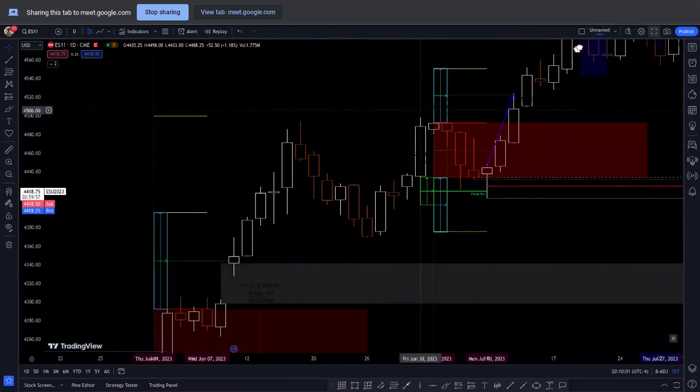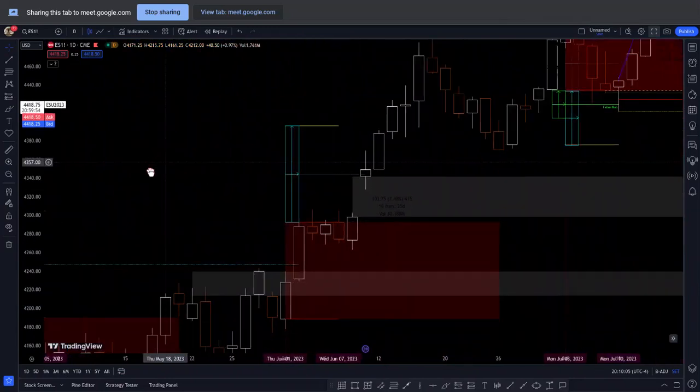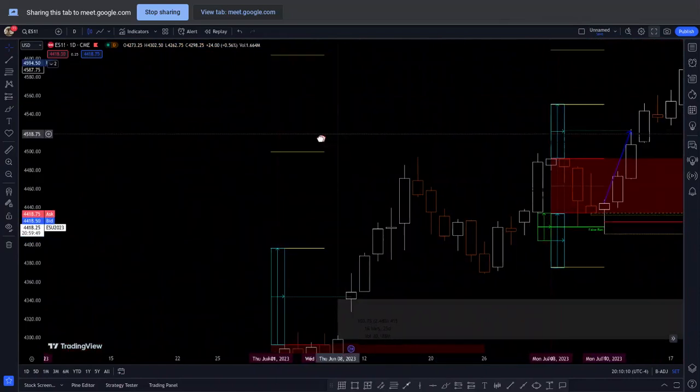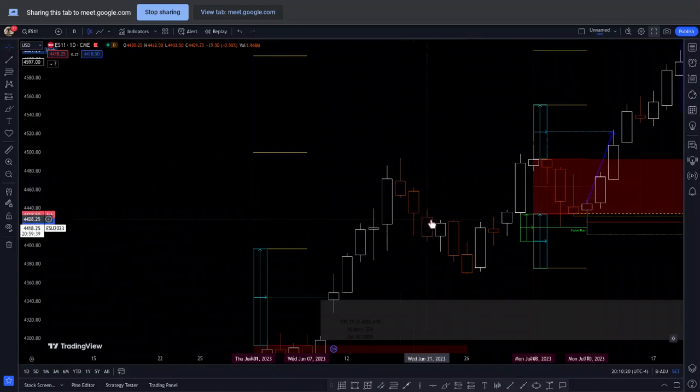Also, if we come here and take a look at this one, let's see. I don't have a blue box on here. Hold on quick. Let's see. Day 5, 6, 7, 8, 9, 10, 11, 12. This is day 12, 13, and 14 here.